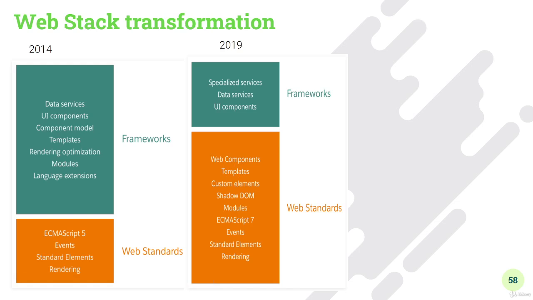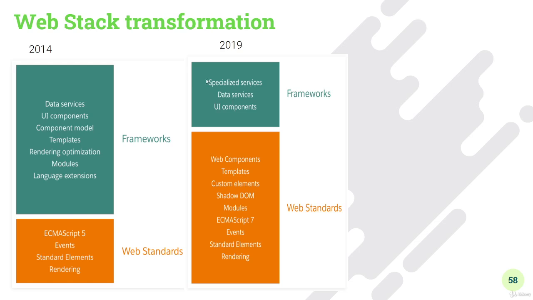They introduced the Shadow DOM, the module system, and different versions of JavaScript, that is ECMAScript 6, 7, 8, 9, 10. Now it's version 11. Then they introduced handling of custom events in the browsers, then the standard elements and the rendering, and they kept only specific things with the framework. Like specialized services, if you want to perform a specialized task, that was taken care of by the framework. Data services and UI components were also taken care of by the framework.